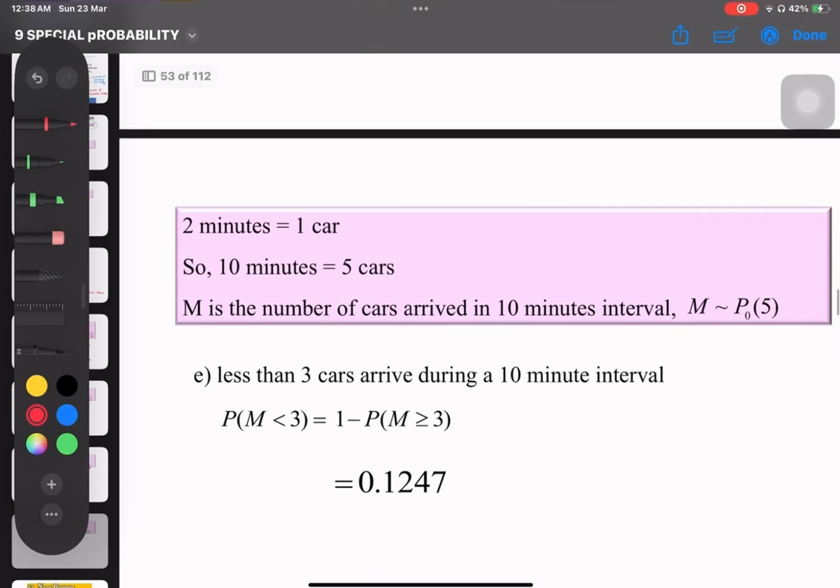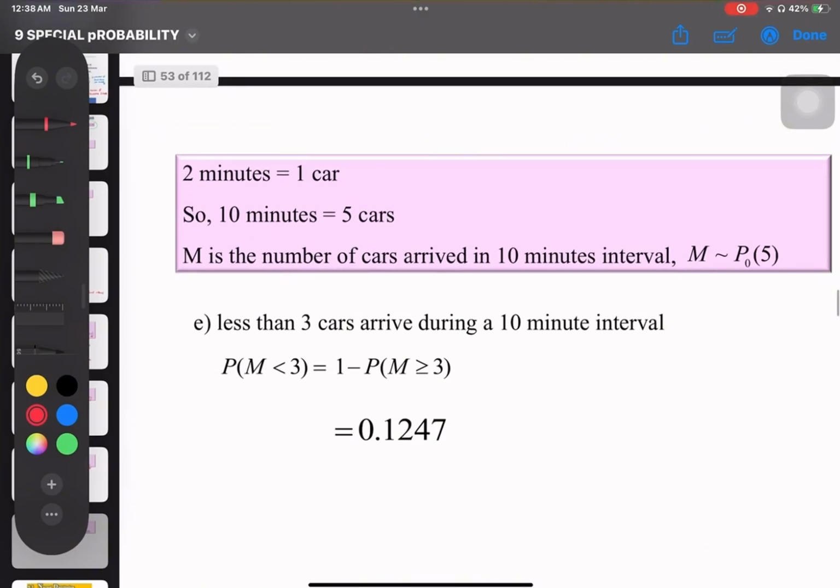For question E, we need to find the probability of less than 3 cars arriving during a 10 minutes interval, and we denote the situation with M. So we use the total probability, 1 minus the probability of M greater or equal to 3, and we find the new mean for question E. Then we read from the statistical table, 1 minus 0.8753. We get the final answer 0.1247.